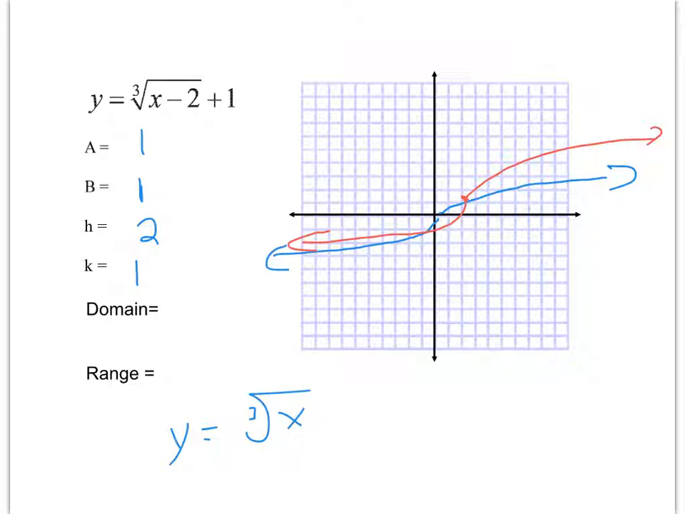Notice now that the domain is all real numbers, negative infinity to positive infinity. X can be anything, and y also will continue to get big forever. As this moves to the right, it'll continue to move up. So y can be any number in the positive and the same thing in the negative. This will continue to fall down as we move to the left. So the range is also all real numbers.